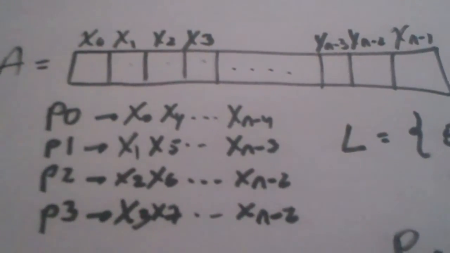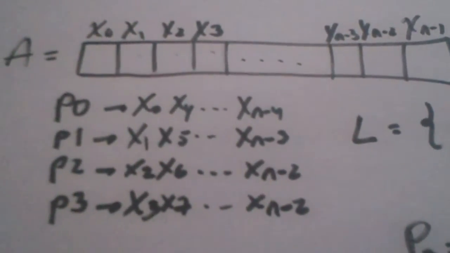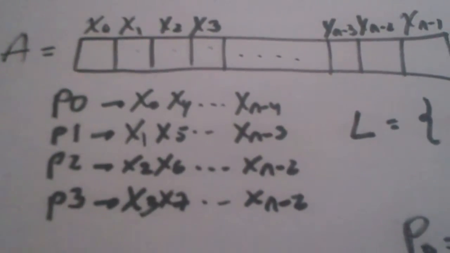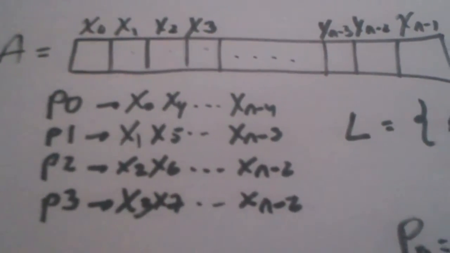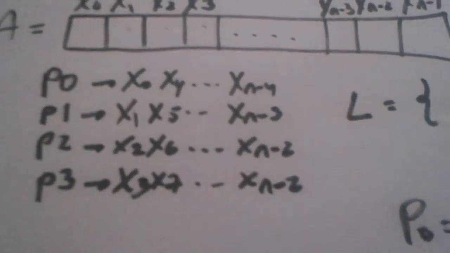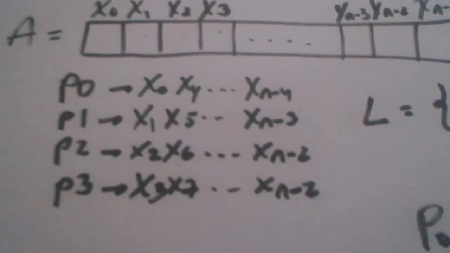Processor 1 has the next data of each group, so x1, x5, up to xn minus 3, and so on. So let's see how we can apply this.